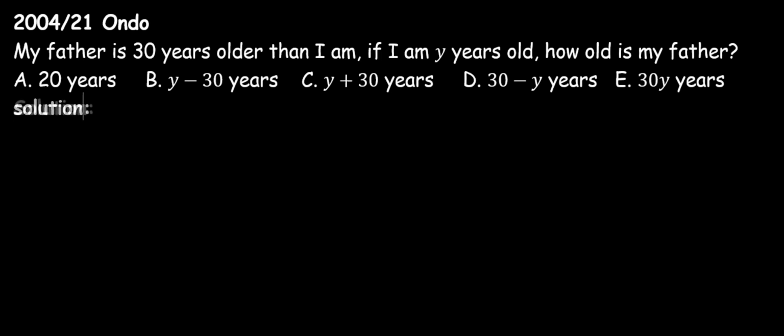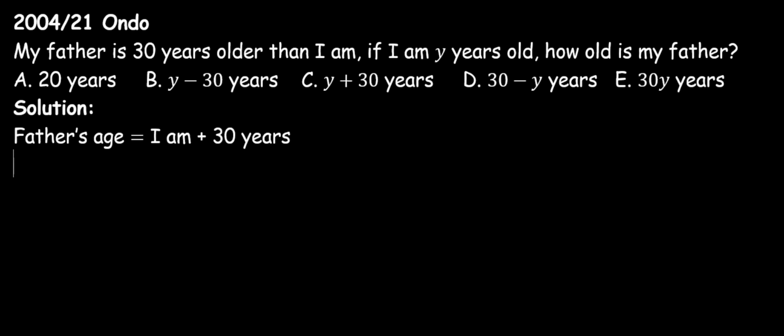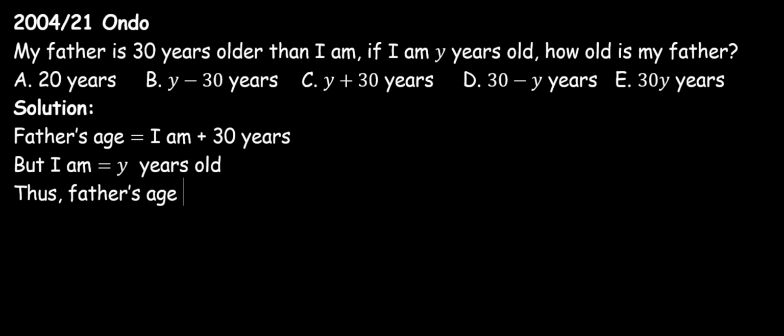Another example. My father is 30 years older than I am. If I am y years old, how old is my father? The options are given. Solution. Father's age equals my age plus 30 years. But my age is y years old. Thus, father's age would be y plus 30 years.